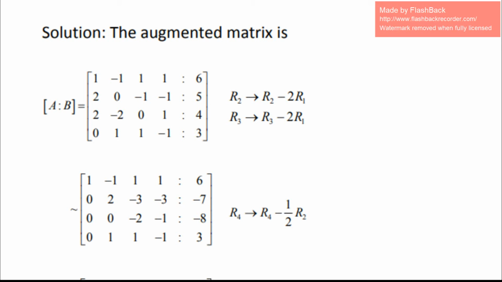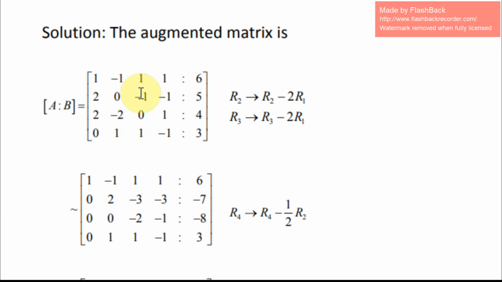Now, let us go to the row operations. We have to eliminate the term 2, 2 so that these two terms become 0. How do they become 0? We use the row operation R2 implies R2 minus 2R1. Similarly, in the third row, R3 implies R3 minus 2R1. After operating on the augmented matrix, the first row 1, minus 1, 1, 1, 6 stays as it is.